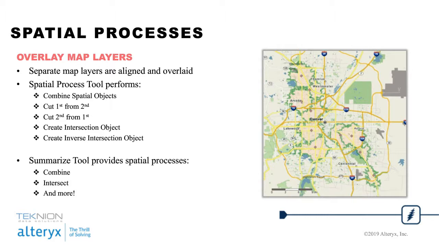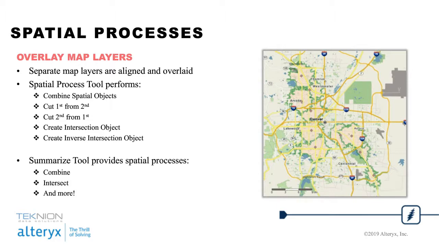So spatial processes are where we, again, overlay those map layers, kind of like you're doing in a spatial match. But now you're going to actually perform some combining of those objects, or finding the intersection between them, or even cutting those objects using another spatial object. So we'll dive into that today, and you can see what the process is, literally, for each of these.